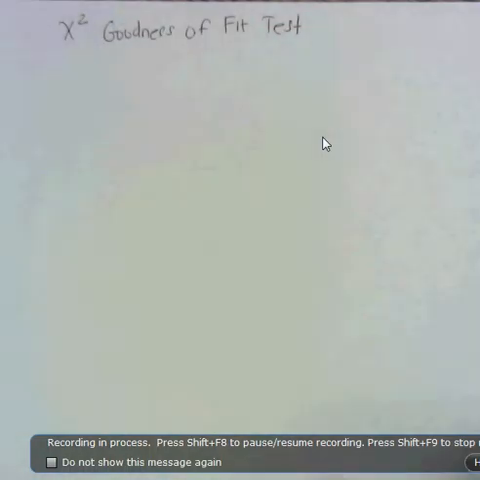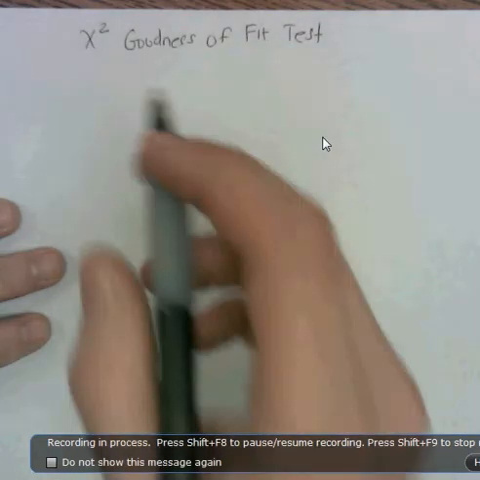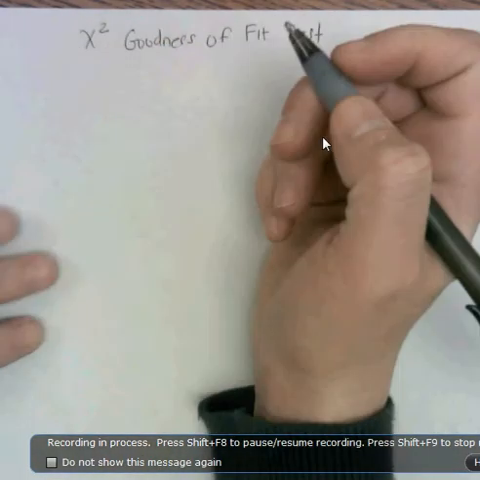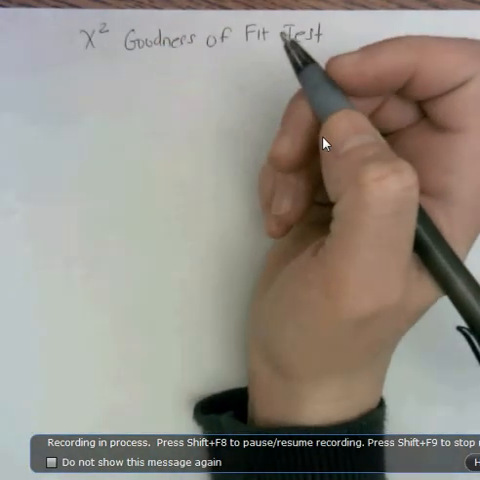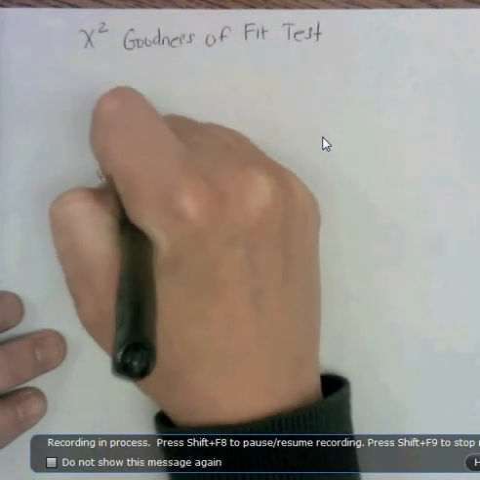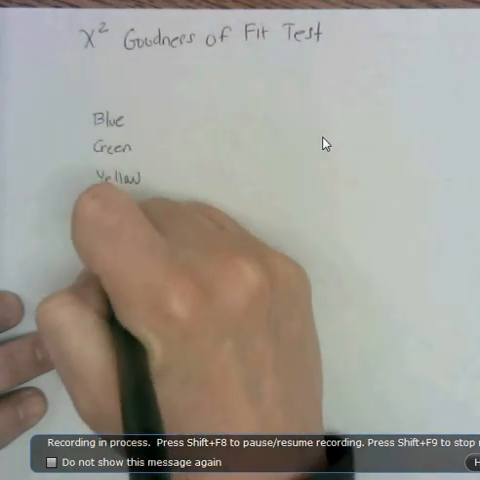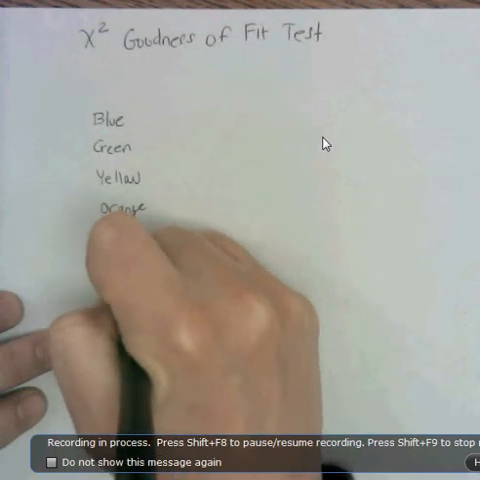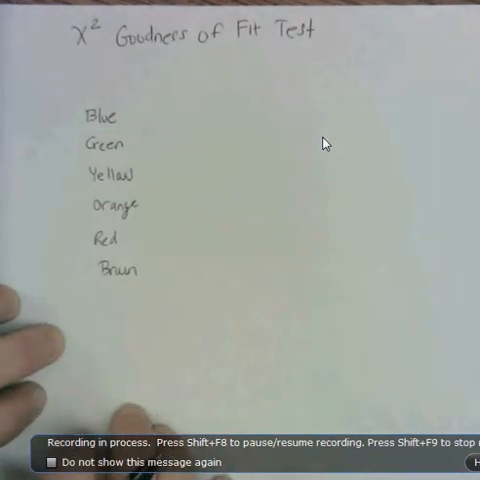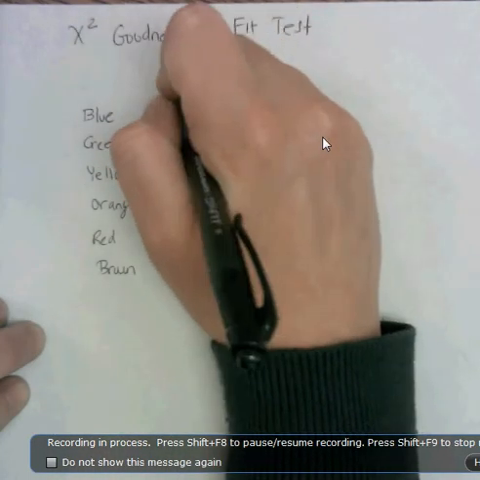Okay, so we are going to be doing a chi-square goodness of fit test. We're going to start with our data, and let's say that we have different colors of M&Ms. And so the different M&M colors we've got are blue, green, yellow, orange, red, and brown.